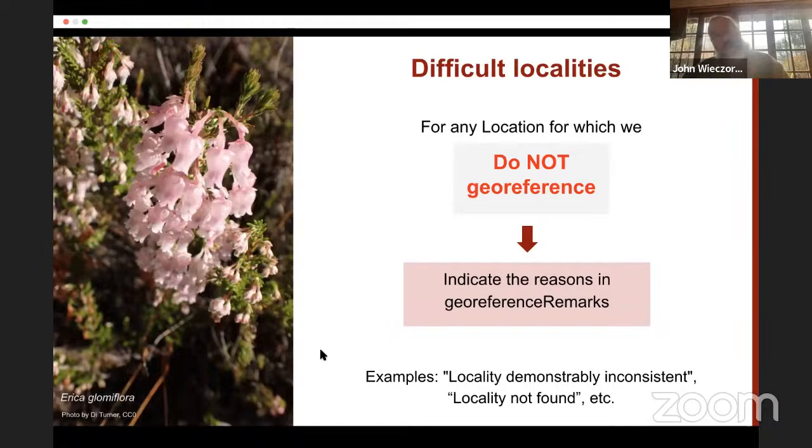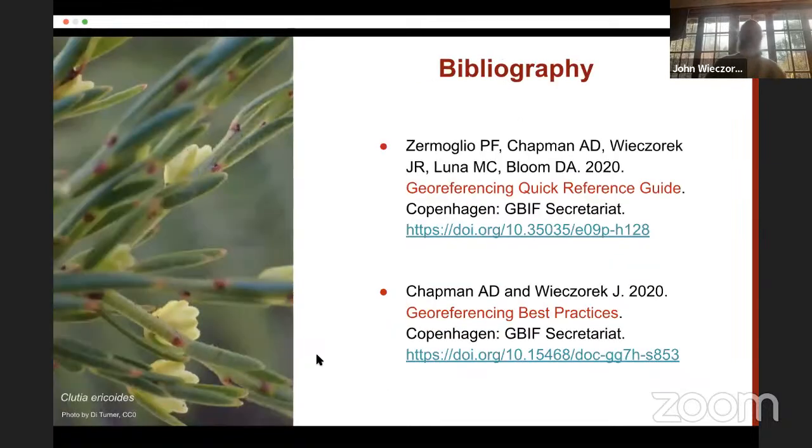And as I described earlier, if we can, fill in the georeference sources with the things we used to look for it. That way, people won't necessarily have to use those same resources to try again if they try to do it in the future. So that's how we deal with the difficult localities.